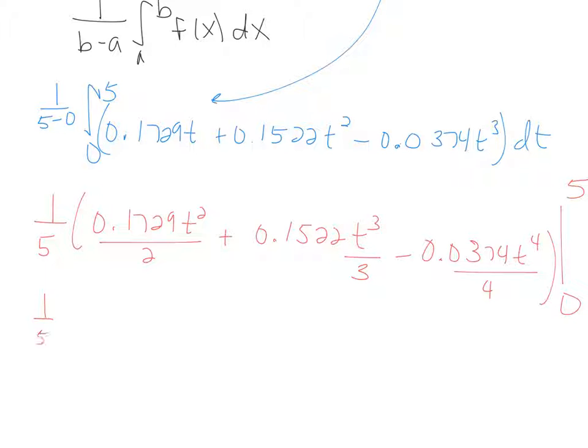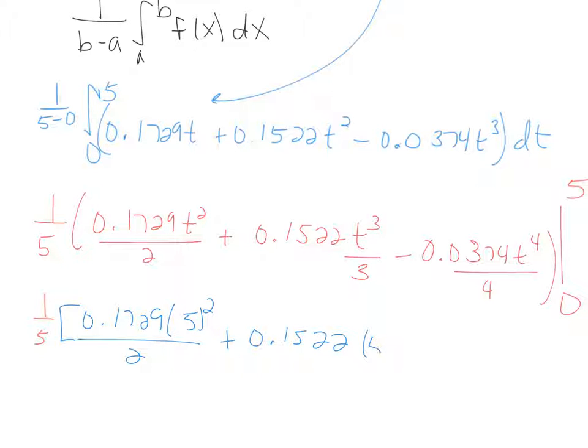So I have 1/5. I'm going to do the upper minus lower now. The only thing that I notice here is that when I do my lower bound, everything is going to become 0 because there's a variable next to everything. So I really don't need to even bother with the lower, so I'm just going to do the upper. So I'm going to have 0.1729 times 5 squared over 2 plus 0.1522 times 5 cubed over 3 minus 0.0374 times 5 to the 4th over 4. Again, minus the lower bound is not necessary because everything becomes 0.